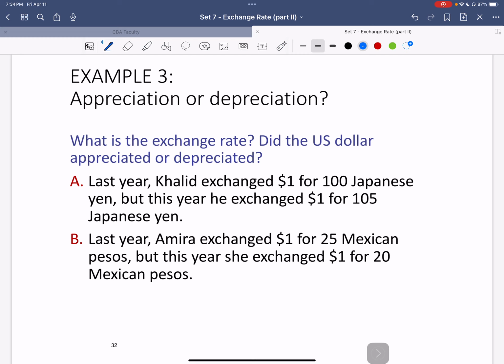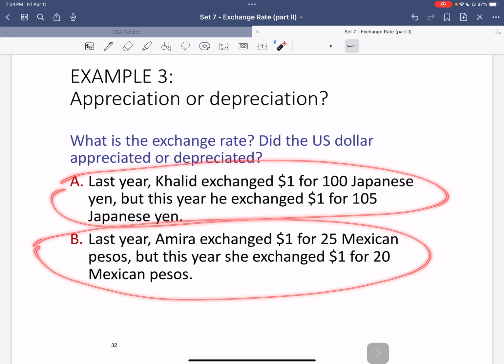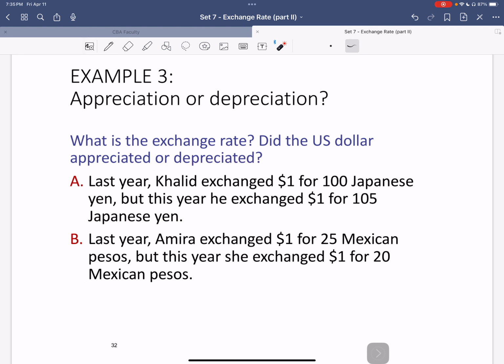Okay? So what is the exchange rate in each of these scenarios? Did the US dollar appreciate or depreciate? Pause the video and think about it. Think about each of these parts, part A separately, then part B separately, and solve the question and see what the exchange rate is in each of these scenarios separate from each other, and then see if the US dollar has appreciated or depreciated. Okay, so pause the video and think about it.